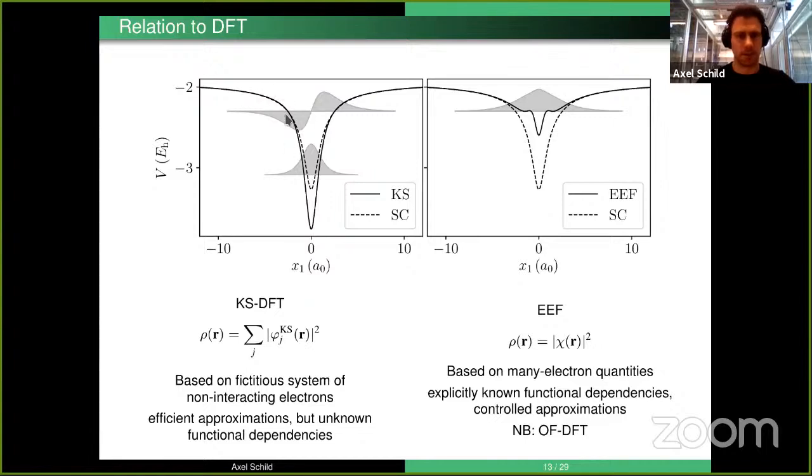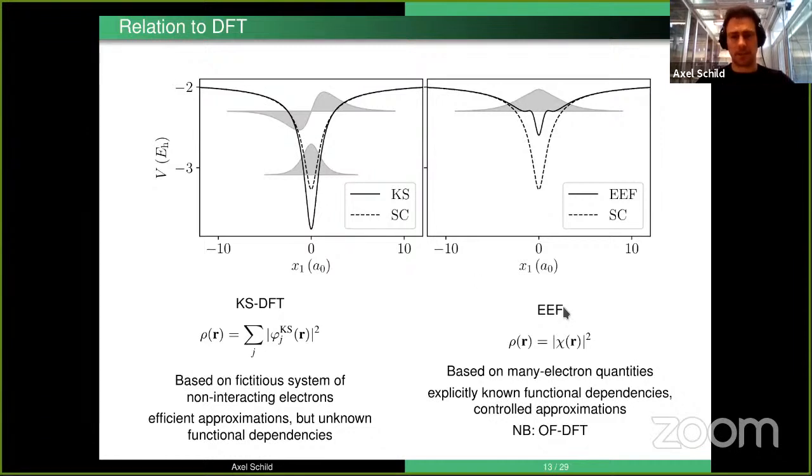So here, this dashed line is the external potential for some model. And this solid line here is the Kohn-Sham potential. Here you have the two states, and this gives you some density. Yeah? So this is now based on this fictitious Kohn-Sham system of non-interacting electrons. We have some efficient approximations, but in principle we have some unknown functional dependency of the energy on the density.